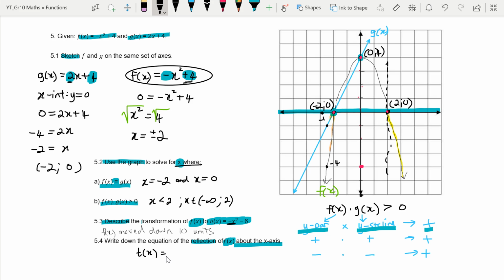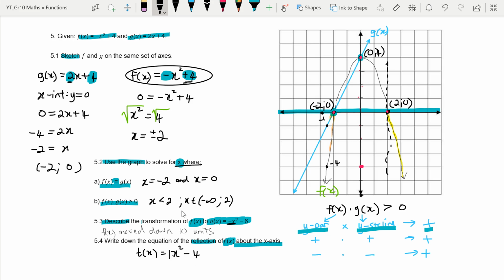It would be equal to, think about it, a sad face went to a happy face. So my a value needs to become positive. And my turning point that was at positive 4 will now be at negative 4. So in other words, a happy face parabola with a coefficient of positive 1. And now the y-intercept will be at negative 4.